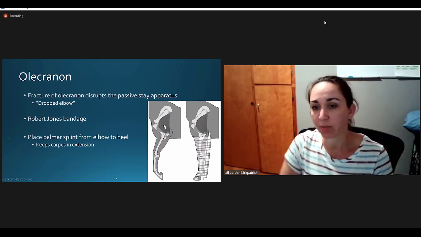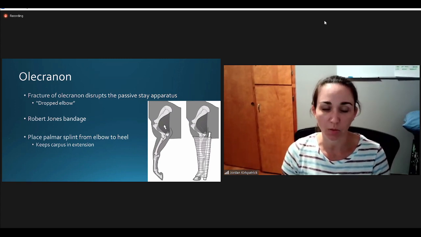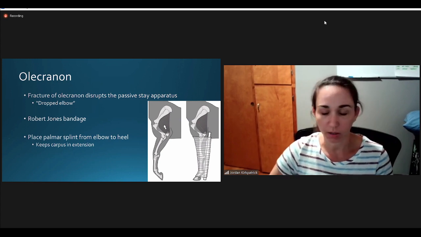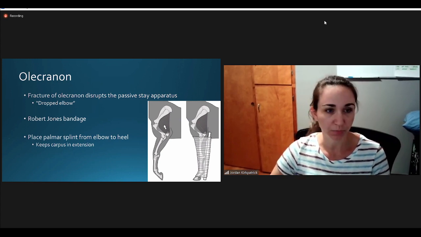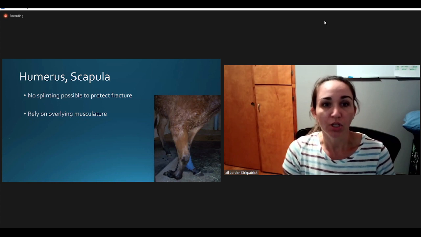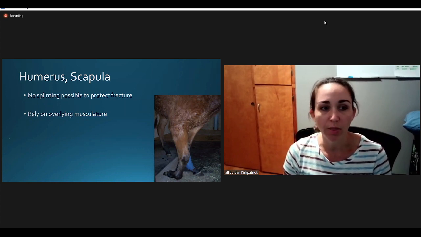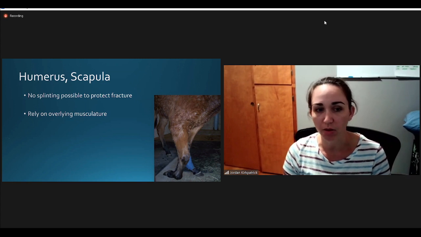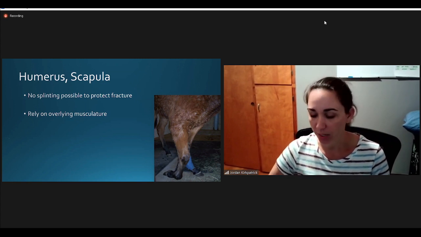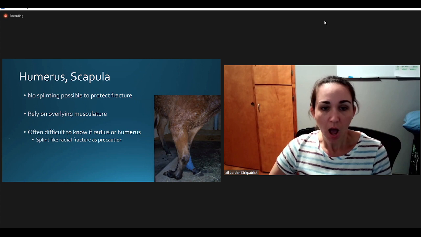The purpose is to keep the carpus in extension, and then they can weight bear on the limb in a more or less comfortable manner. For the humerus or scapula, there's really no splinting we can do. It's too high up in the limb. So essentially we're relying on the overlying musculature to help keep this fracture stable.